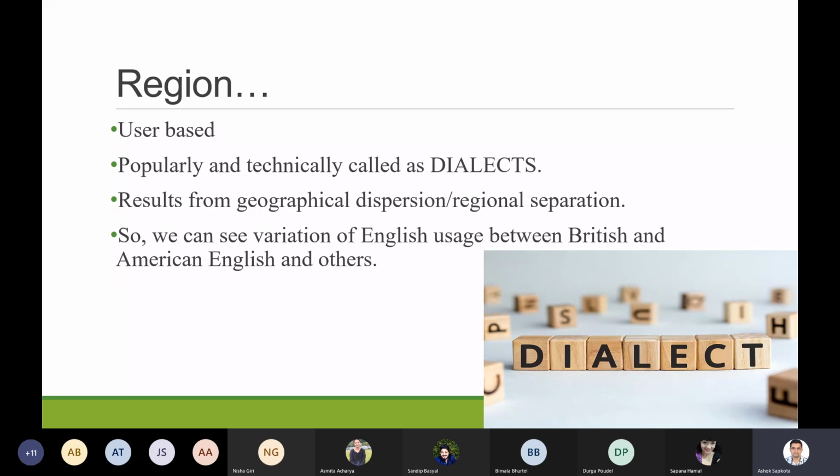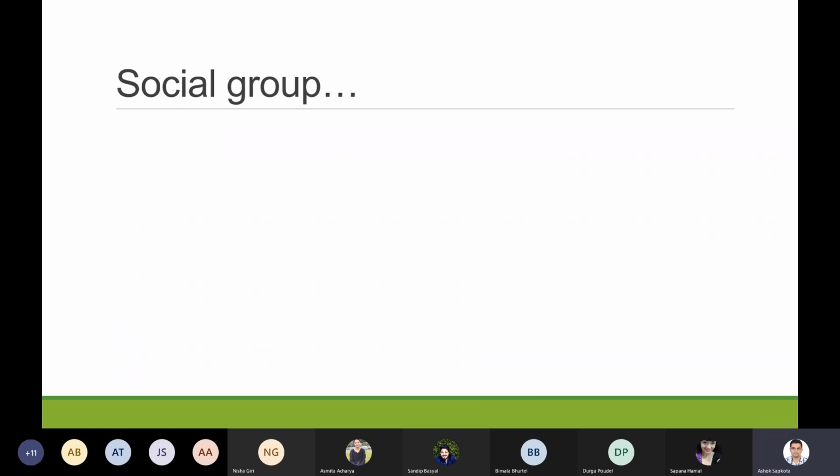Look at the things here. Yeah, we have other vocabulary differences. Labor, labour. Sunday, Sunday. Even in the pronunciation, we find differences.